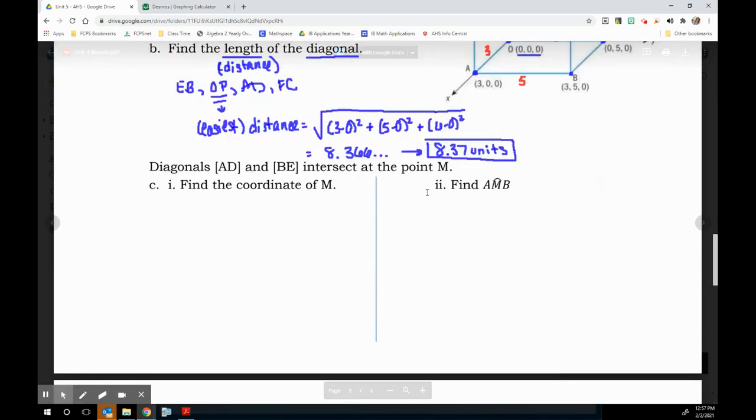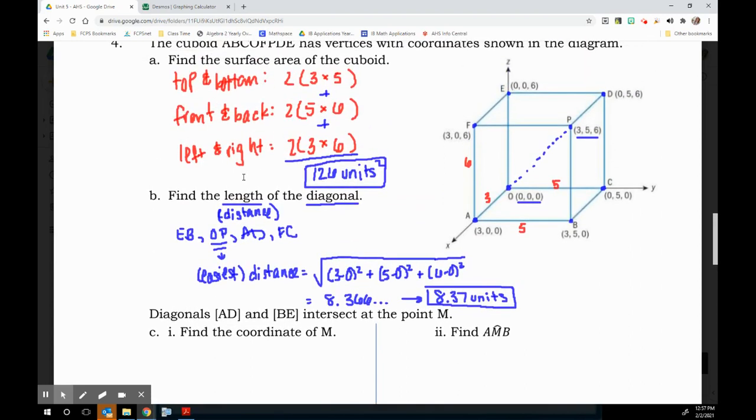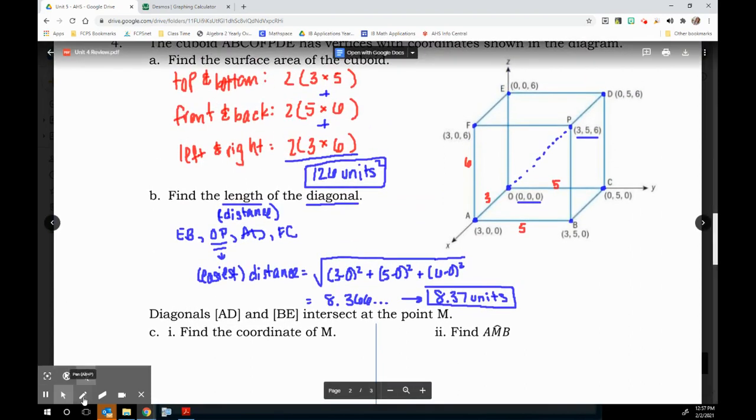Part C says the diagonals AD and BE intersect at the point M. So sketch these in here, keyword being sketch. A to D and B to E intersect at point M, right in the middle here. So we first need to find the coordinates of M.